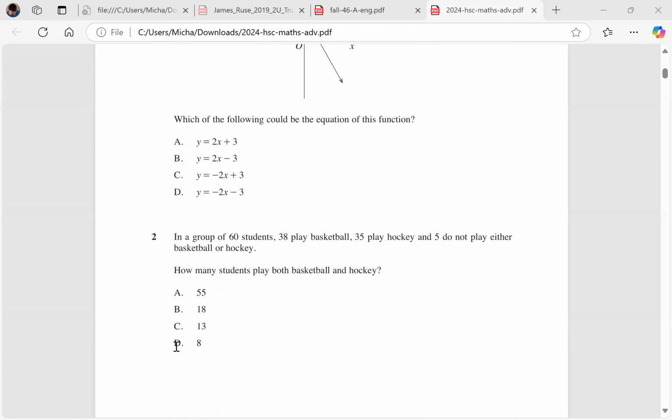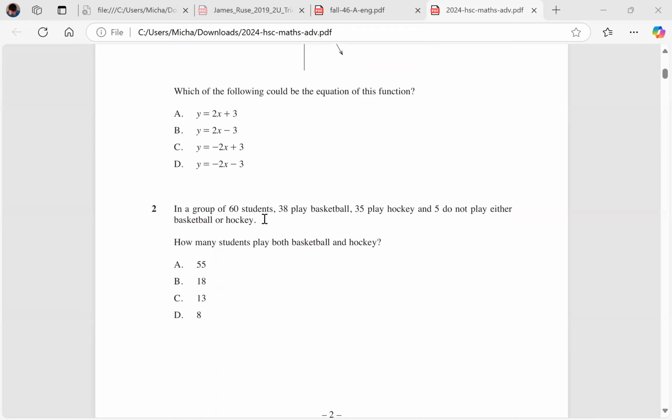In a group of 60 students, 38 play basketball, 35 play hockey, 5 do not play either basketball or hockey. How many students play both basketball and hockey? I guess it's one of those ones where, even if you couldn't figure it out, you could probably try the answers. So obviously students that play both basketball and hockey have to be less than those who play basketball. So the answer can't be 55.